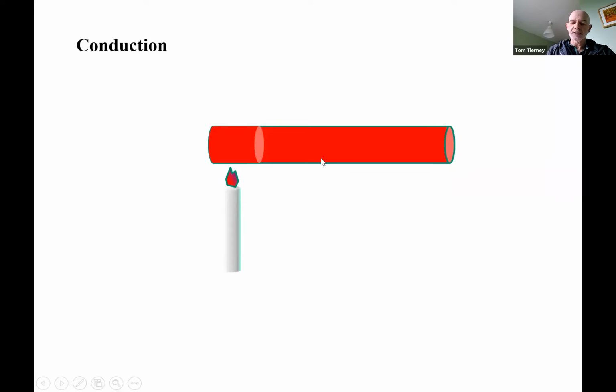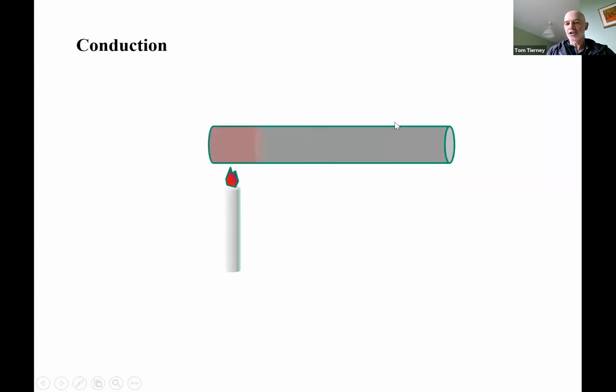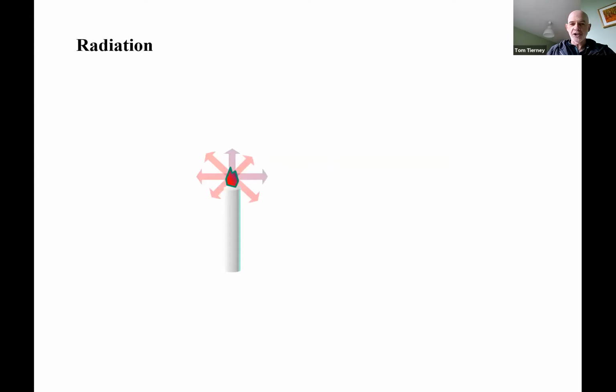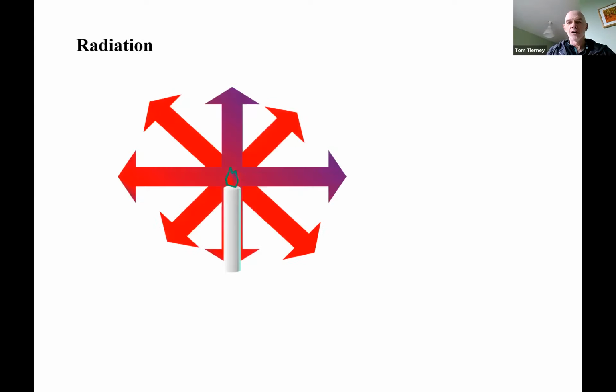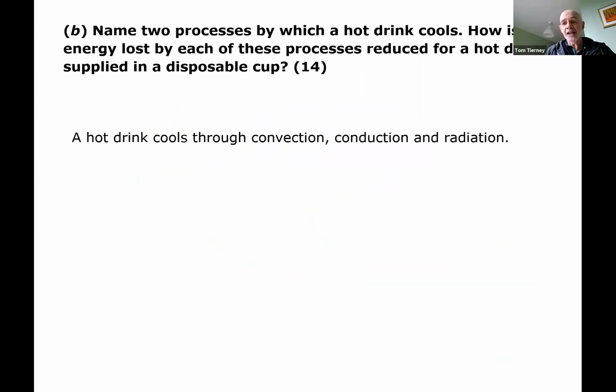So the distinction here is that in convection, the particles move, bringing the heat with them. In conduction, the particles vibrate, but they don't move from one place to another. It's the energy that moves through the material. And radiation: all hot objects emit infrared radiation and other radiations, but it's mainly infrared. And that's how heat can transfer across space. That's how we get heat from the sun, for example.